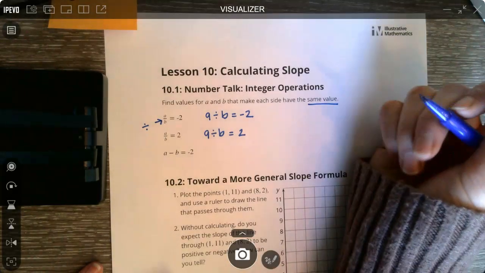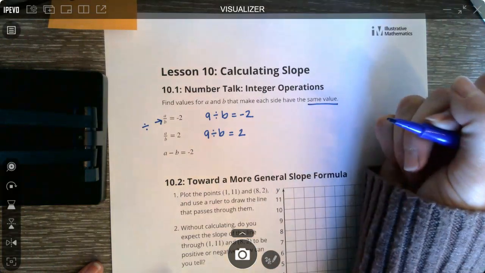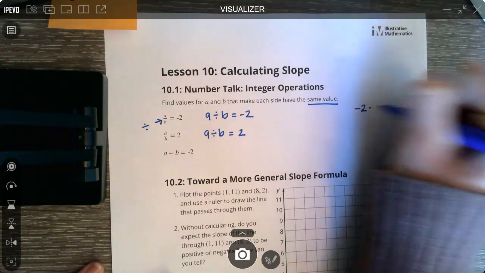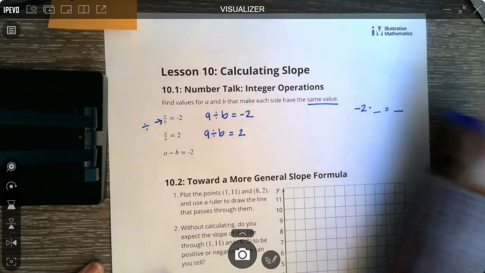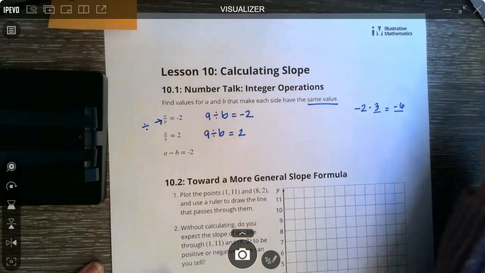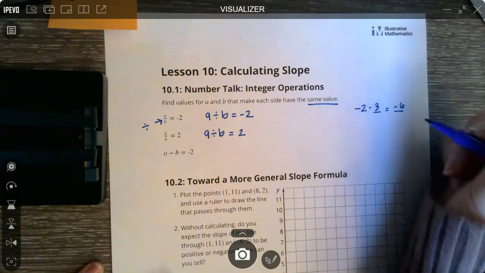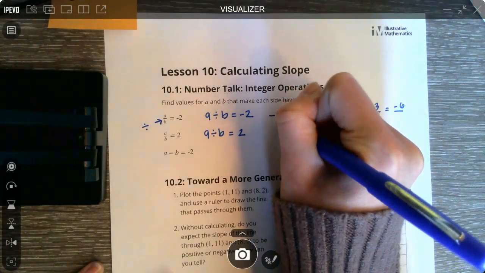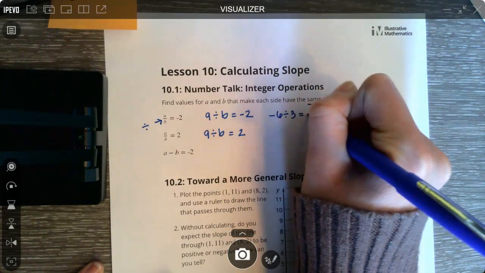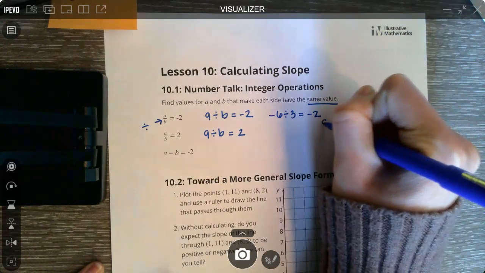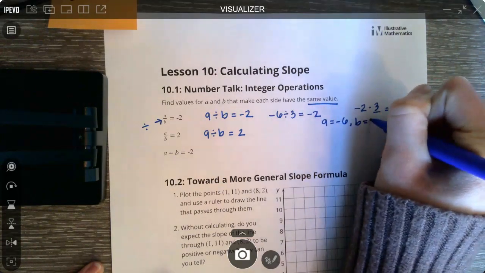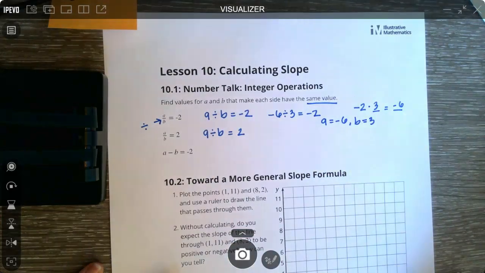All right, so possible things. I'm trying to get -2. Well, I'm going to work the other way and think about, well, -2 times something equals something. -2 times 3 is -6. All right, so that means I should be able to do -6 divided by 3 equals -2. So A would be -6 and B would be 3. Okay, next one.